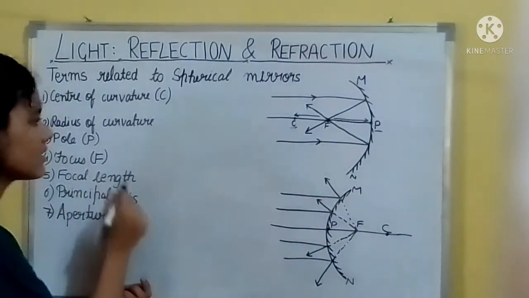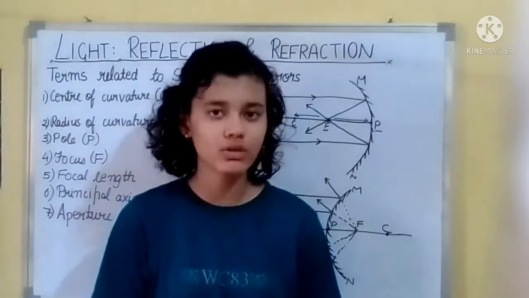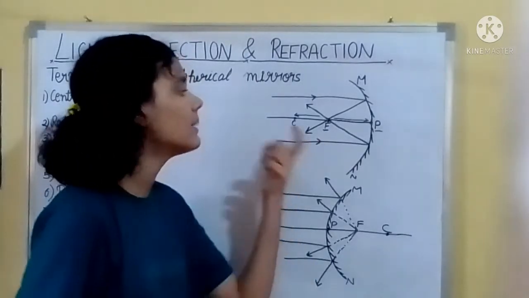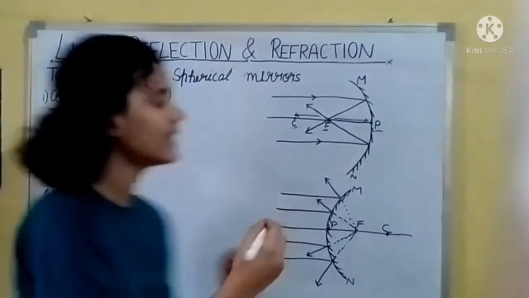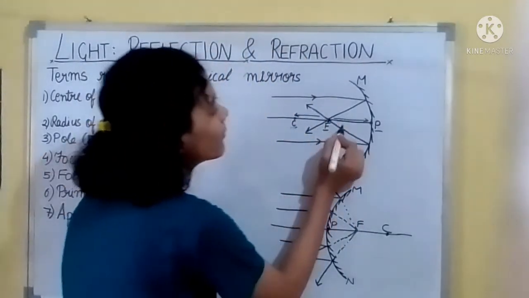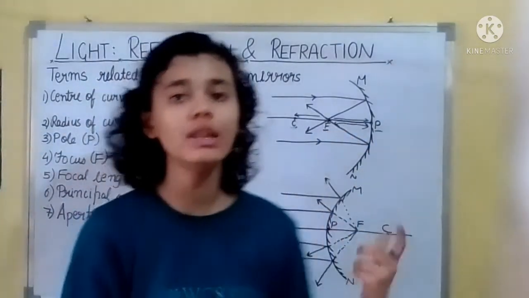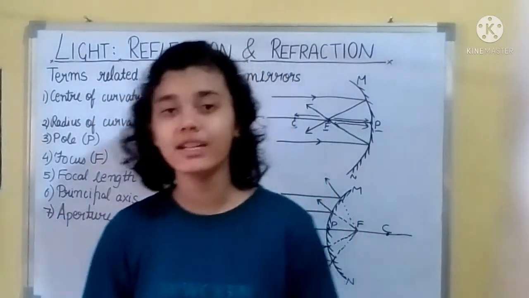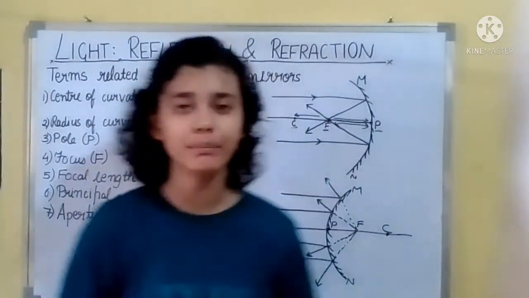Next one is focus, and it is represented by F. Okay. Now what is focus? Means a parallel beam is coming, then it is reflecting, and the point at which those reflected rays converge is the focus. Then next one is focal length. So now what is focal length? Focal length is the distance between pole and focus. Distance between P and F is the focal length, and radius of curvature was the distance between C and P, means center of curvature and pole.